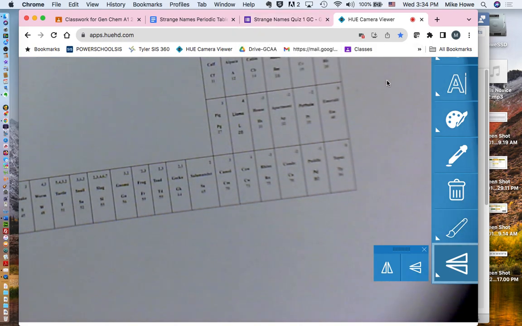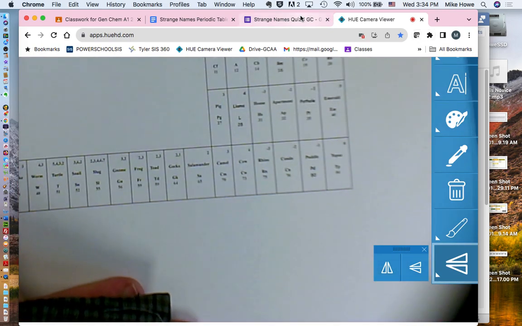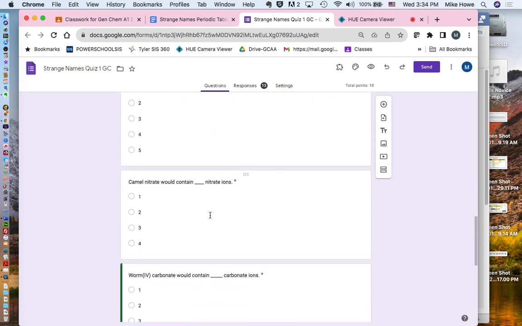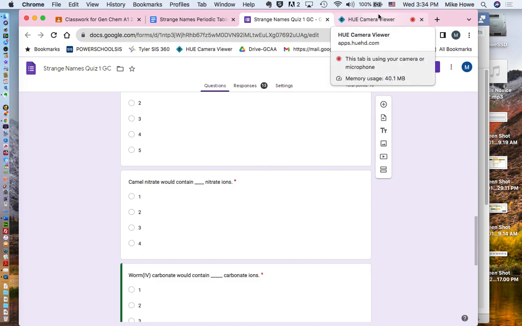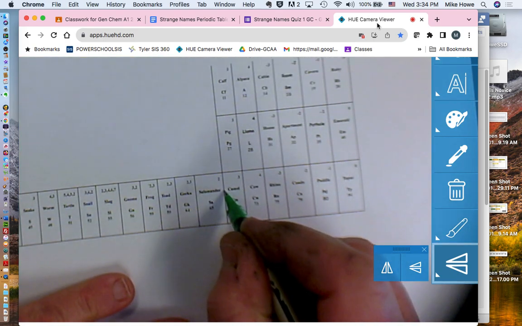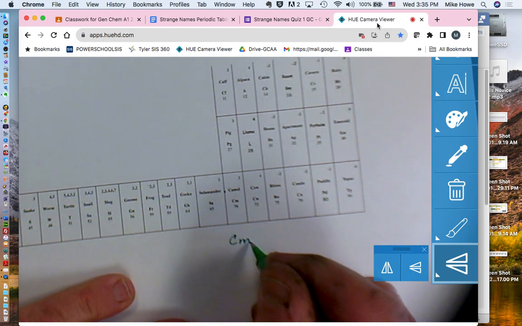Okay, here we go with a little review of how to write formulas with strange names. Just looking at the quiz we did in class today, let's pick a random one here, camel nitrate. If we wanted to write the formula for camel nitrate, we would look over here on our table. Camel is right here, so its symbol is Cm, so we put Cm.